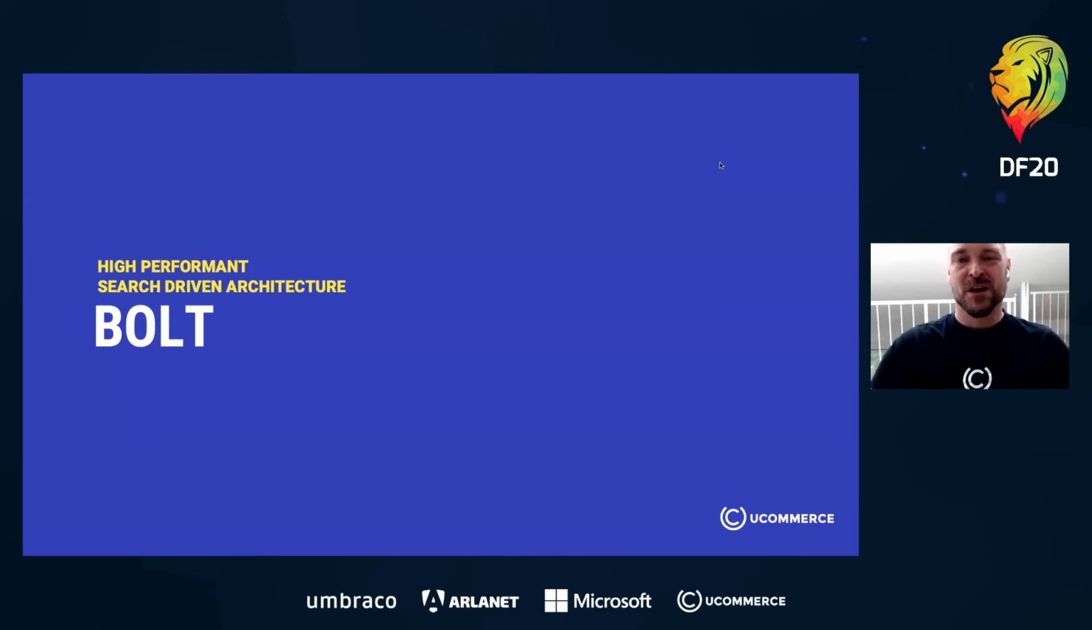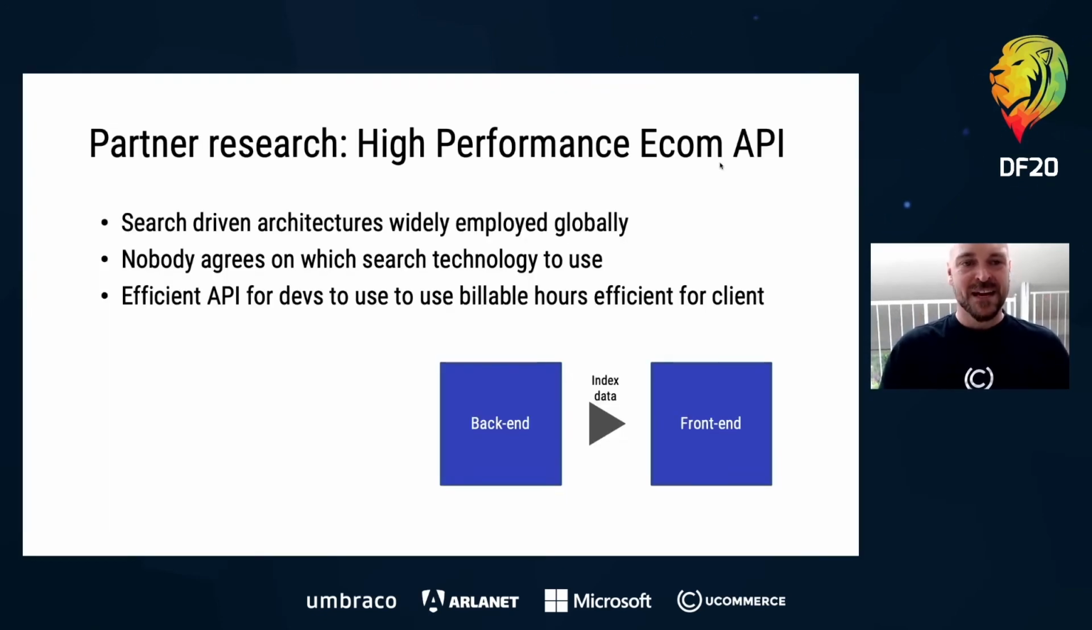But to design Bolt, our new e-commerce API, we went ahead and spoke to partners, and they actually told us three things. We saw basically that every partner who was building high performance e-commerce solutions was using what we sort of termed a search-driven architecture, basically sticking everything into a search engine and presenting every piece of information from that search API rather than using a SQL server or whatever. So that was the first thing.